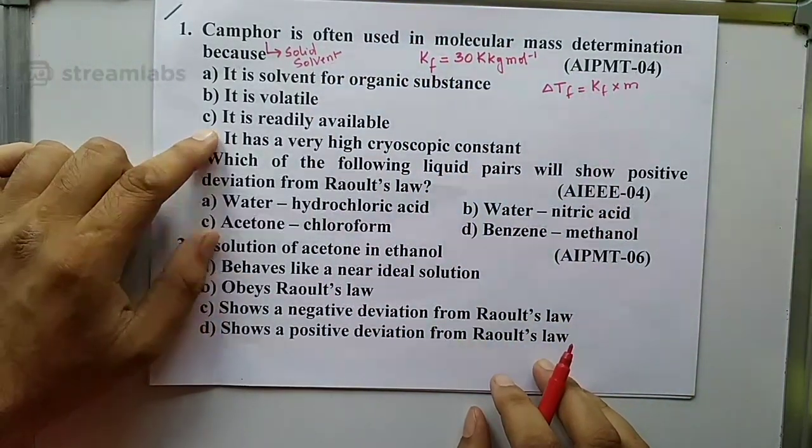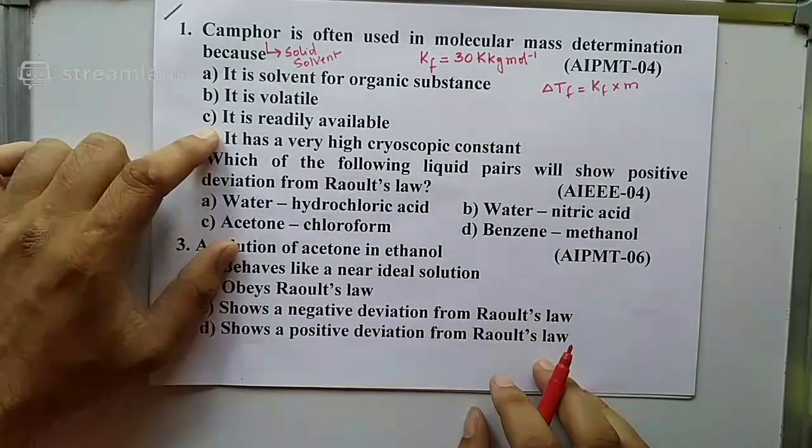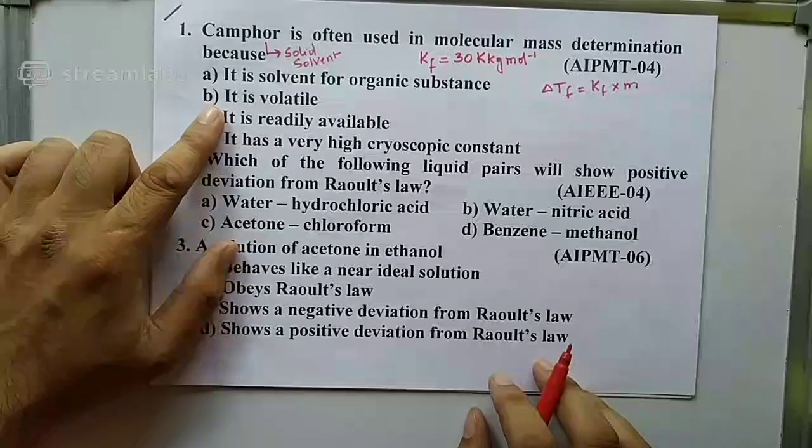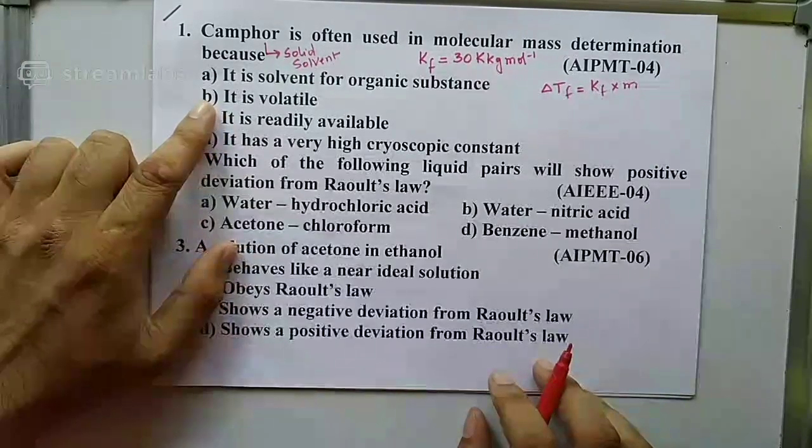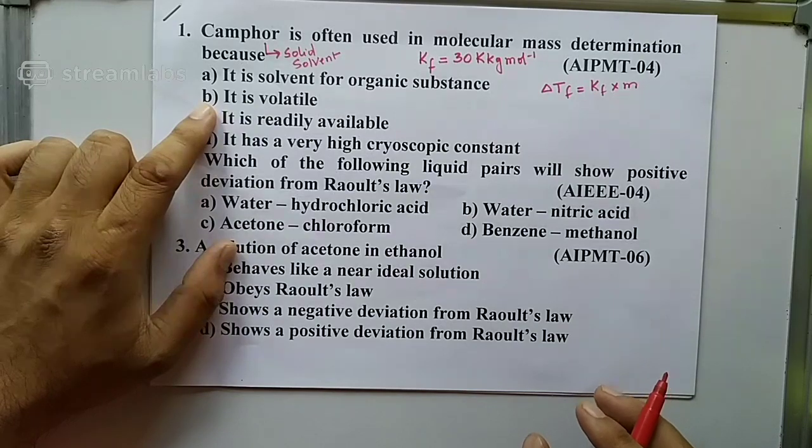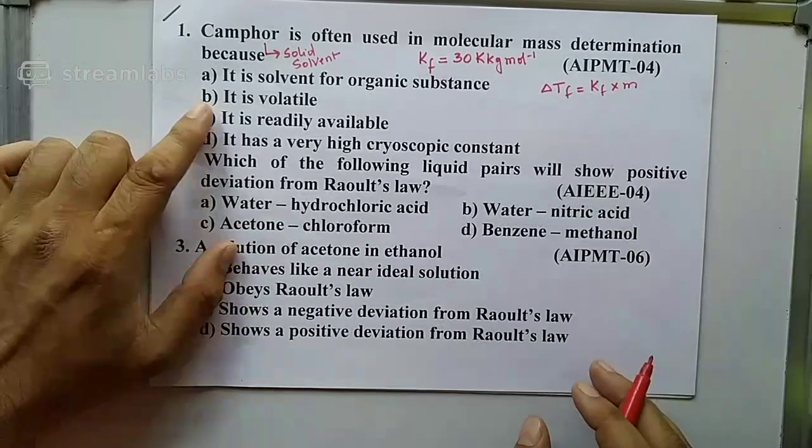This is a nonsense reason. It is readily available. This is of course true. It is volatile if you heat it, but that is not the reason why it is being used in the molecular mass determination. It is a solvent for organic substances. It is a solvent, so like dissolves in like. We don't have to worry about it.